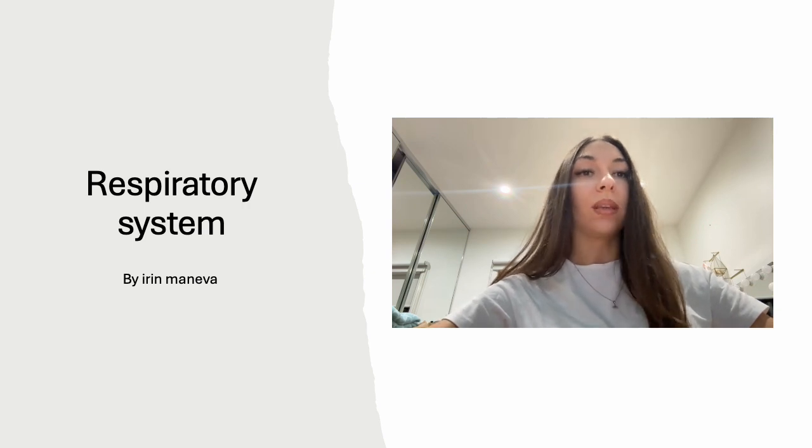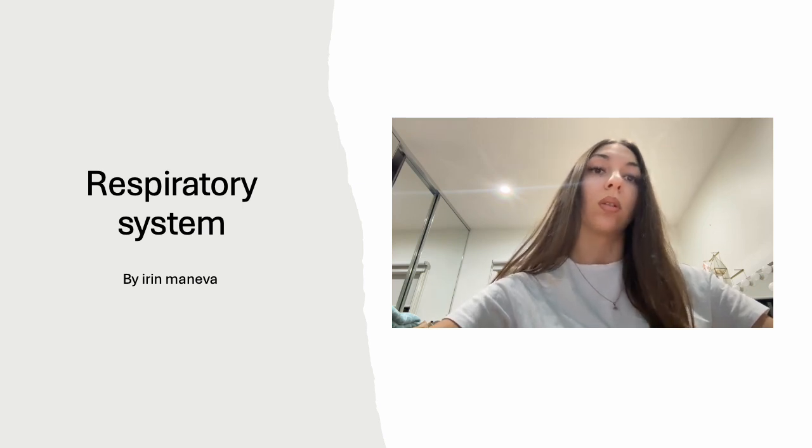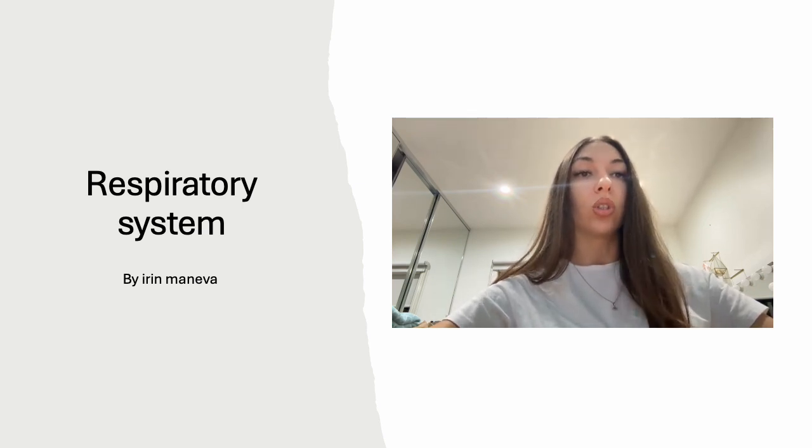I'll begin by explaining the major structures and functions of the respiratory system and how it contributes to maintaining homeostasis. I will then focus on gas exchange and ventilation before applying this knowledge to explain how endurance training improves respiratory efficiency and oxygen delivery during exercise.